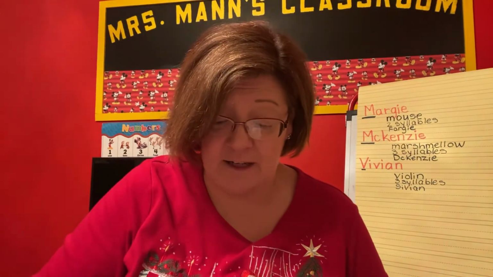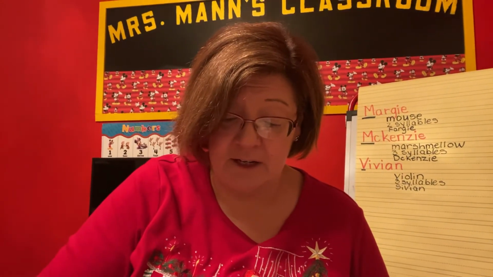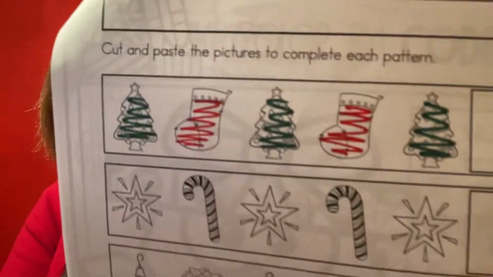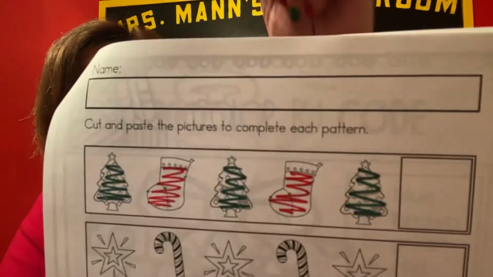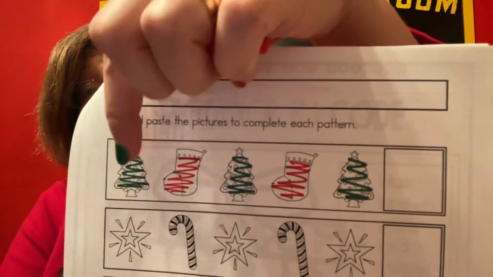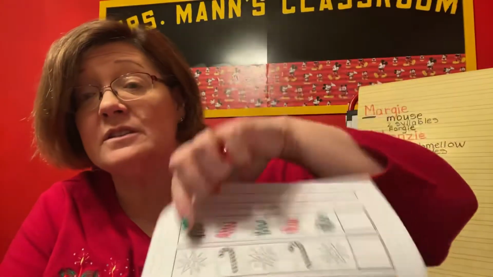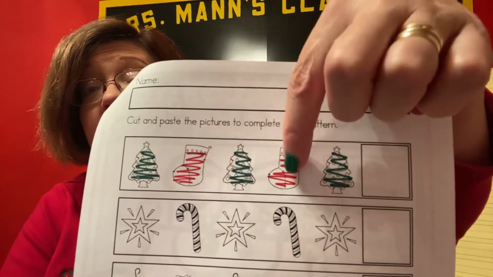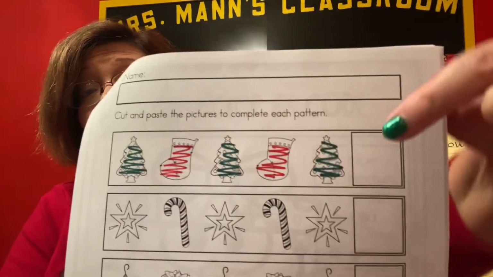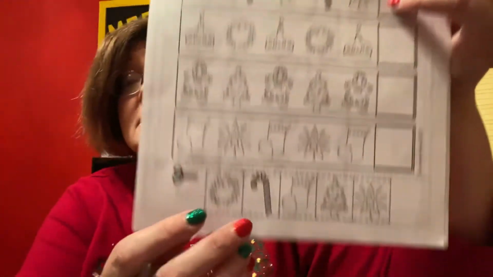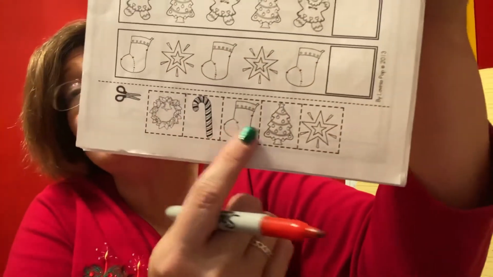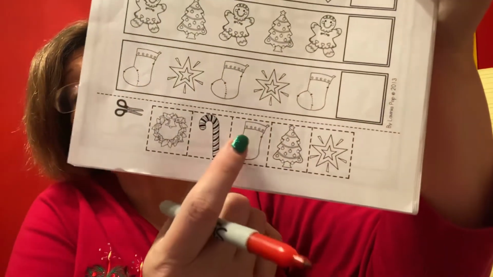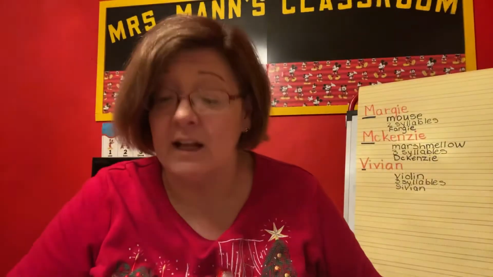So a stocking, I want to color red. Not all stockings are red, but I want to color it red. So then I see my pattern. I can say it in a color or object. Green Christmas tree, red stocking. Green Christmas tree, red stocking. Green Christmas tree, what's going to go here? A red stocking. So look down below. Where's your stocking? Here. So what color am I going to color it? Red.